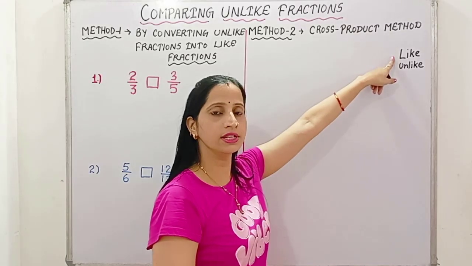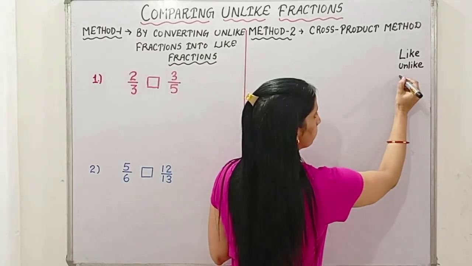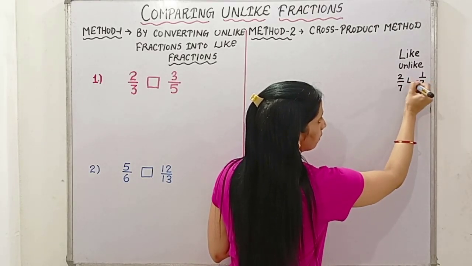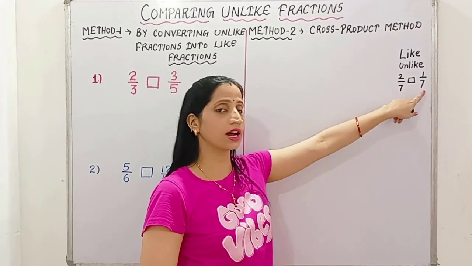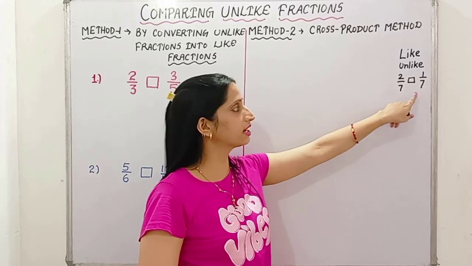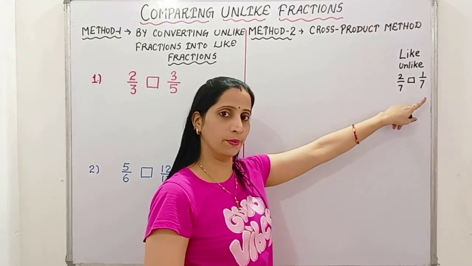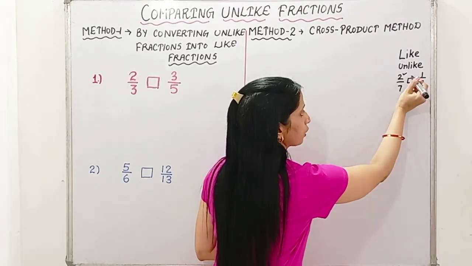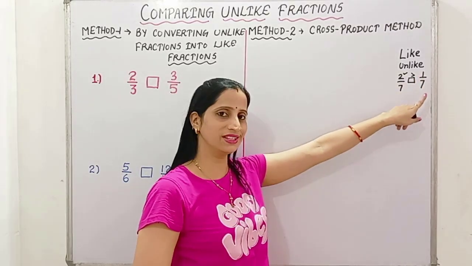Like fractions means the fractions which have the same denominator. For example, if I write 2 upon 7 and 1 upon 7, in these fractions you can see that the denominators are same. So we can easily compare these two fractions, 2 upon 7 and 1 upon 7. When denominators are same, we will only compare the numerators. So 2 upon 7 will be greater than 1 upon 7.